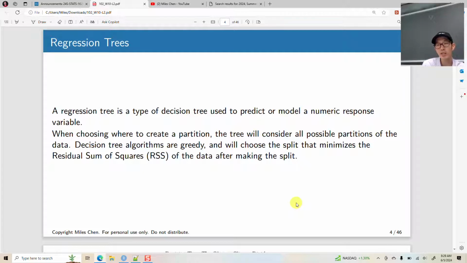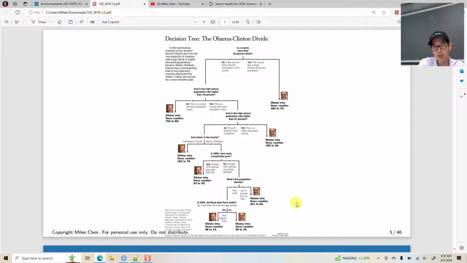greedy. That is, you calculate your residual sum of squares in the beginning, and then you consider all of the different possible splits you could make, and then you calculate your residual sum of squares after making the split. Whichever split minimizes your RSS, that's where the decision tree is going to make the split.